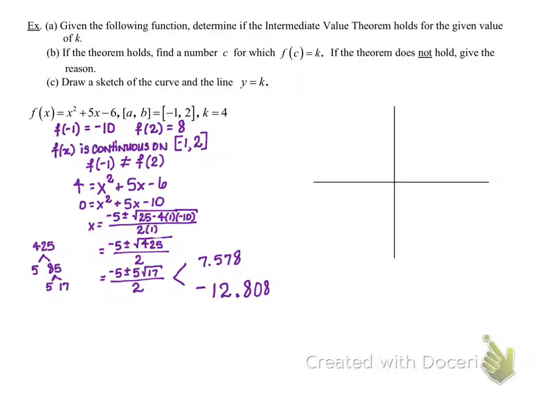And I have discovered that those two x values could be 7.578 or negative 12.808. So what I am seeing is neither of those x values are in the interval specified. So I'm going to graph this and try to figure out what's going on.